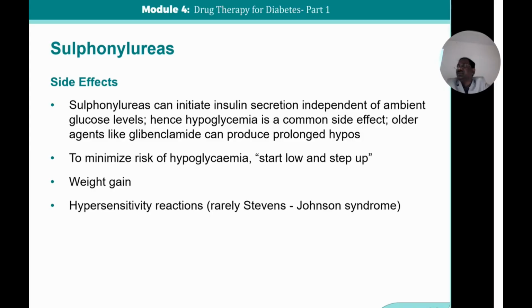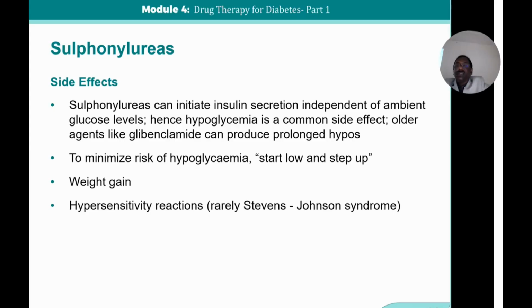Weight gain is very important. Is it possible with the sulfonylureas? Yes. Why? Because of hypoglycemia. What are the most important body signals for hypoglycemia? Once you are getting hypoglycemia, the body gives signals to eat more to avoid it. So these people will have palpitation, will have sweating, and will want to eat more to avoid hypoglycemia. Once they take more food, the calorie intake will be more and they gain weight. So this weight gain is because of the hypoglycemia.